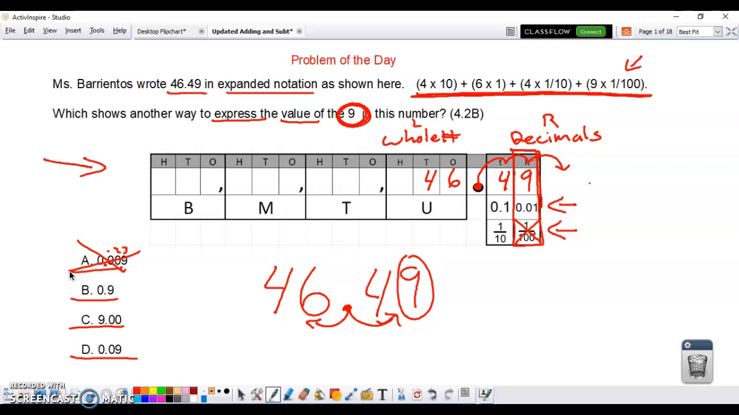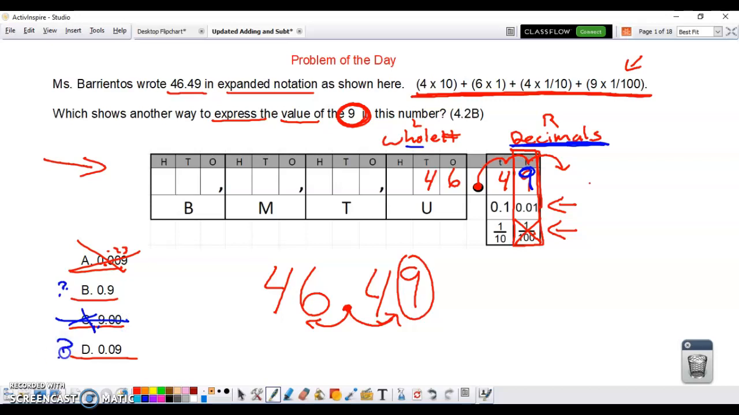There's one more answer on here that I can automatically get rid of. I know that I'm focusing on the 9, which is here. And I also know that it's in the decimal spot, not in the whole numbers. So now that I'm looking at my answers, which of these answers has the 9 in the whole number spot to the left of the decimal, right? Well, B is okay. C, look at that. That number 9 is actually in the whole number, so I can automatically get rid of it. I don't have to look at that anymore.